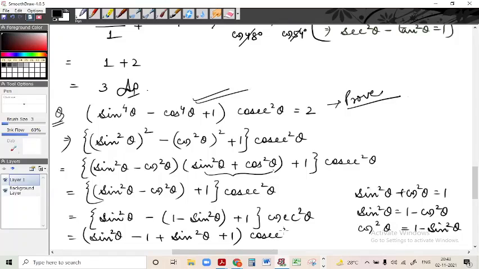So plus 1 minus 1 is cancelled out, giving 2 sin square theta into cosec square theta. This is equal to twice of sin square theta into 1 upon sin square theta. So sin square theta is cancelled out. The answer is 2. So whatever we required, we got it over here. Answer.